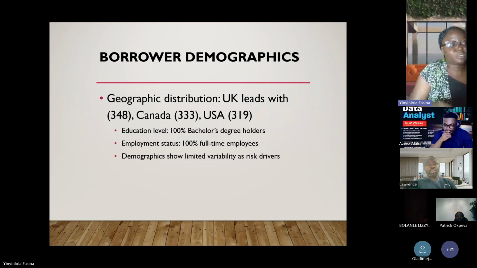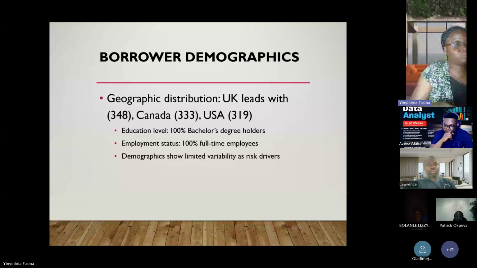For the borrower demographics, we have a geographic distribution where the UK leads with 348, then Canada with 333, and USA with 300. For the educational level, we have 100% bachelor degree holders among the borrowers. For employment status, 100% are full-time employees. So the demographics show limited variability, as we described.